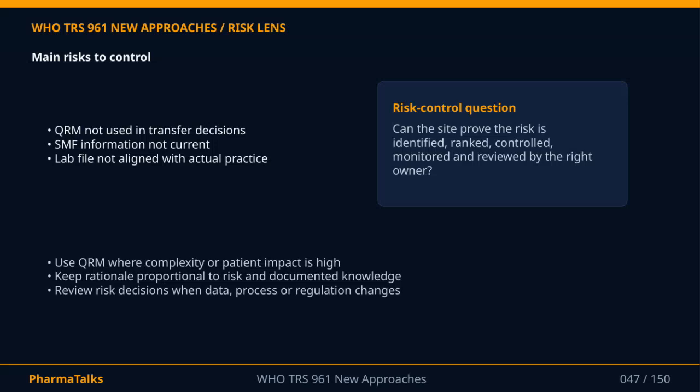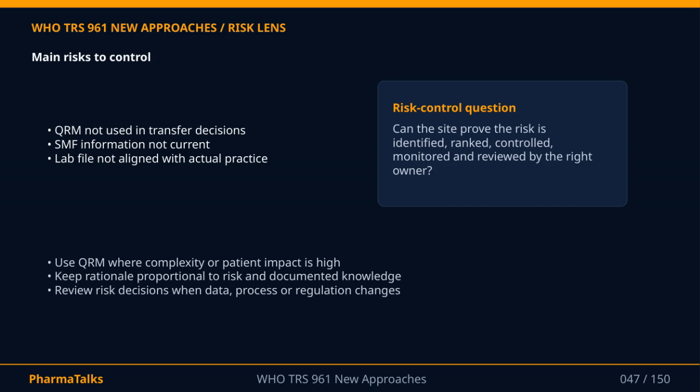On this slide, we're focusing on the new approaches outlined in WHO TRS 961, specifically through the lens of risk management. The main risks to control here include the possibility that quality risk management, or QRM, is not being utilized when making transfer decisions. Additionally, there's a risk that the site master file information is outdated and that the laboratory file may not accurately reflect current practices. The key question we need to address is whether the site can demonstrate that the risks have been properly identified, ranked in order of importance, controlled effectively, monitored consistently, and reviewed by the appropriate owner.